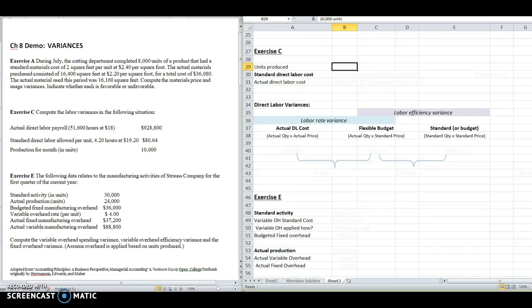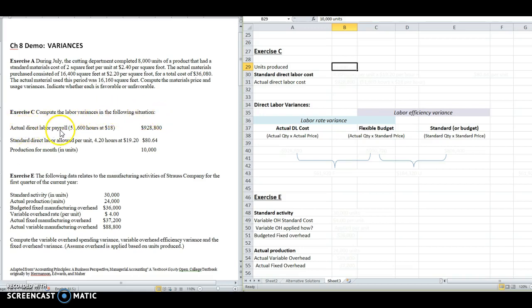Today we continue our discussion on variances, and this time it's direct labor variances. For direct labor variances, we're going to use this exercise. There doesn't seem to be a whole lot of information in here, but I think we will make it work. So it says, compute the labor variances in the following situations.